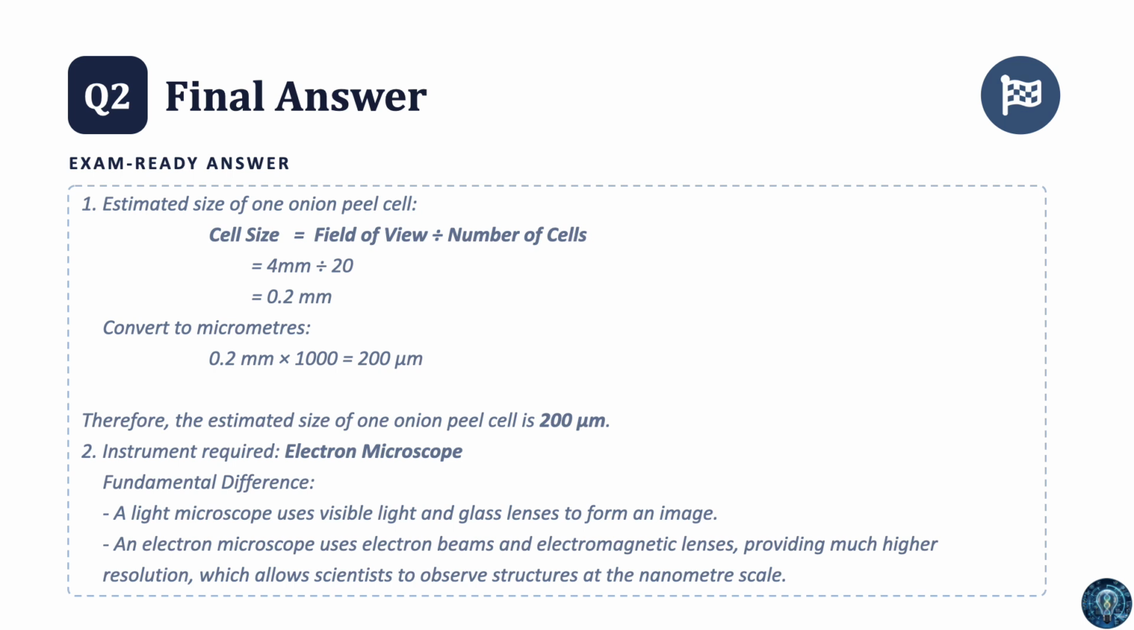For the second part, the correct instrument is an electron microscope because it can observe structures at the nanometer scale. Unlike a light microscope, which uses visible light and glass lenses, an electron microscope uses electron beams and electromagnetic lenses. This gives it a much higher resolving power, allowing scientists to see much finer details inside cells. So, your final answer is the estimated cell size is 200 micrometers, and the instrument required is an electron microscope, which uses electron beams instead of visible light to produce much higher resolution images.